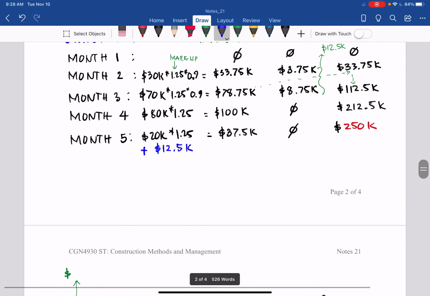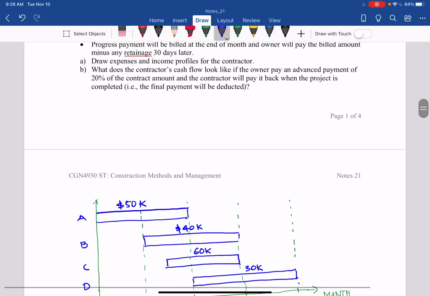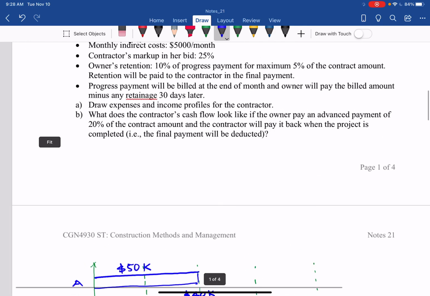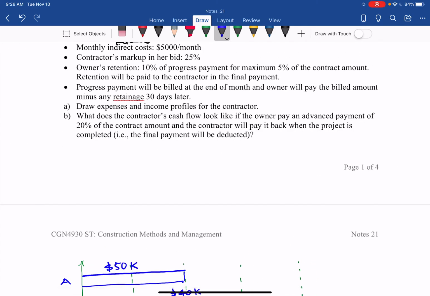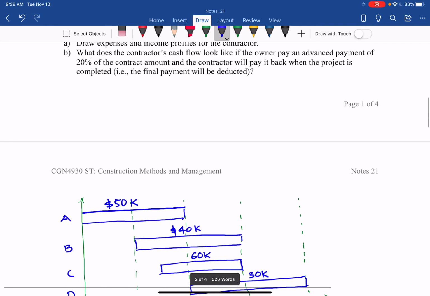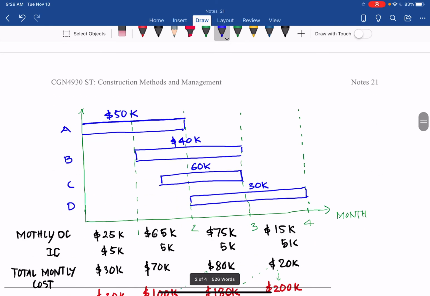And the last scenario is B. What does the contractor cash flow look like if the owner pays an advance payment of 20% of the contract amount and the contractor will pay it back when the project is completed? That means the advance payment will be deducted from the final payment.